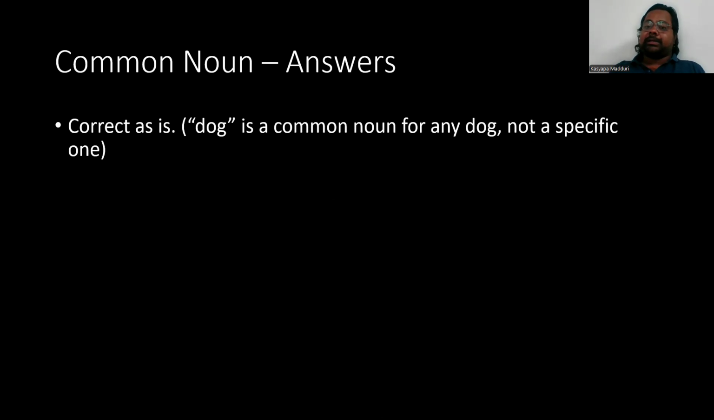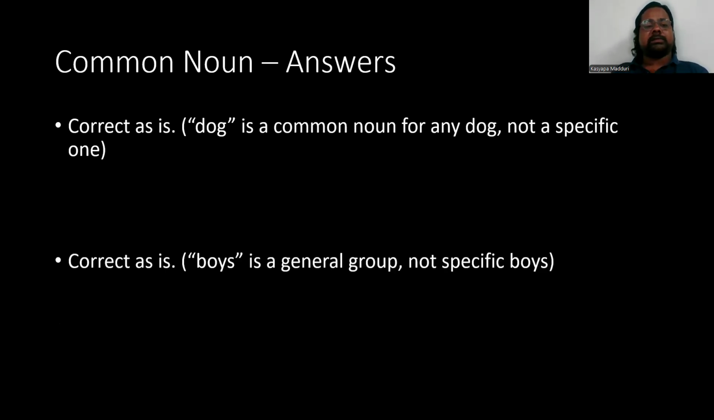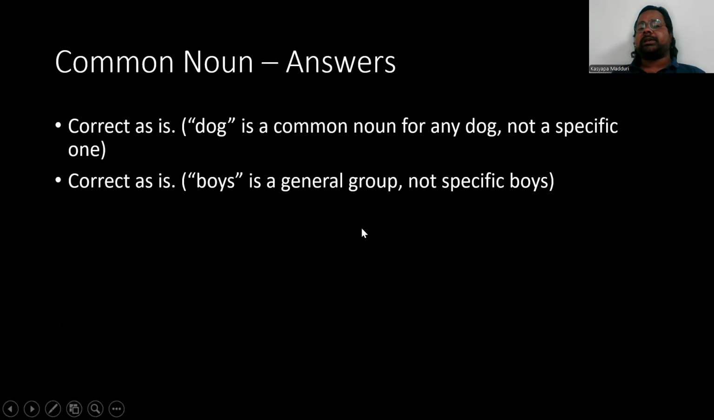The first sentence is correct as is. See, I told you, only when it is specific do you say "the dog". When it is not specific, you can just say "a dog". A dog is a faithful animal, right? Dog is a common noun for any dog, so not a specific one. Next, correct as is. Boys is a general group, not a specific group. So here you're saying "the boys". It is simple. It is correct. Next sentence is also correct as is.